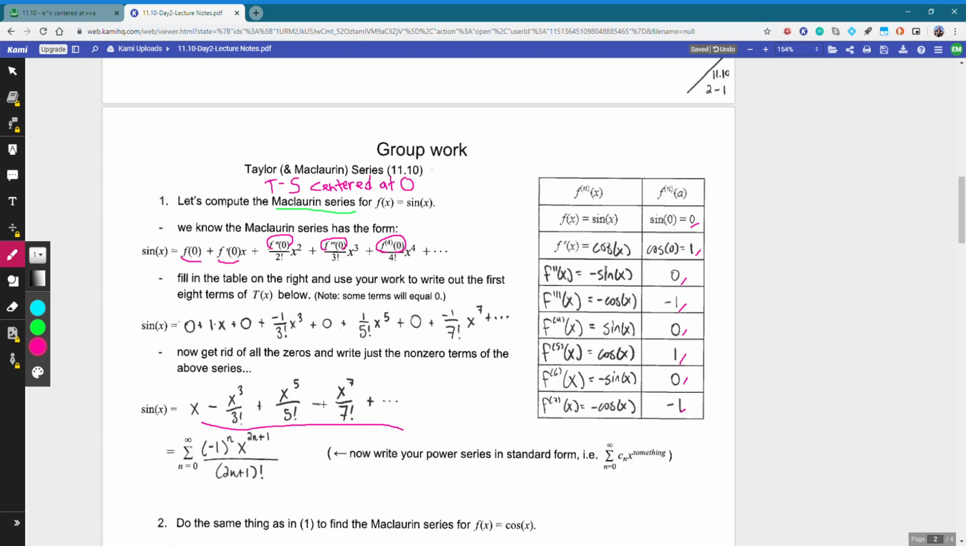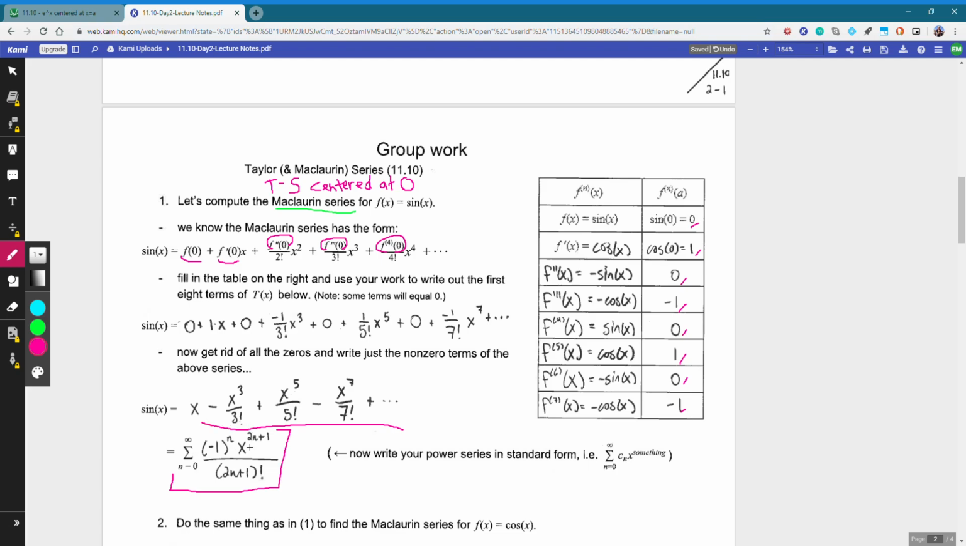Our terms are alternating, positive, negative, positive. Our powers on x are all these odds going up by 2 each time. And the factorial in the bottom just matches the power up top. And so here is one way, if we start indexing at n equals 0, that we could capture that. We have our alternation term here. So we need the nth power so that when we plug in 0, we get positive 1, since our first term is positive here.